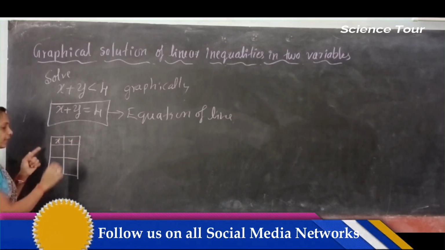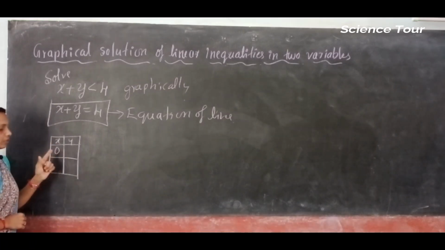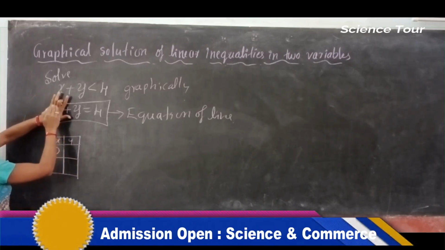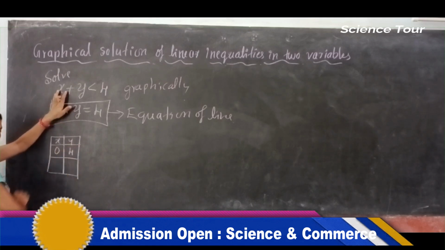Now I'll take x value 0. Any 2 points you can find. I'll find some points. If x is 0, then the x term vanishes, and you will get y is equal to 4. So in the y place you have to write 4.